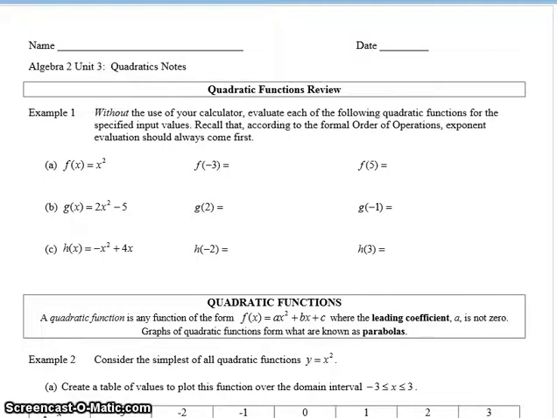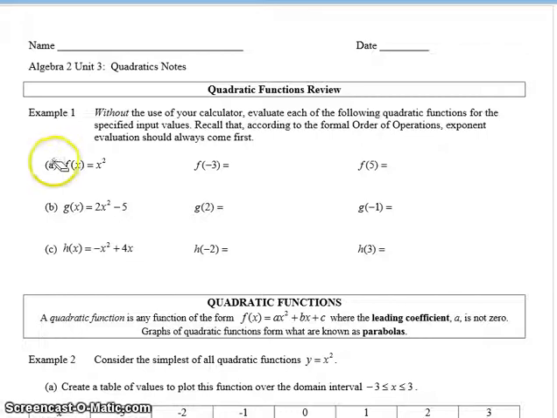This is Unit 3, Day 1, Quadratic Functions Review. Example 1: without the use of your calculator, evaluate each of the following quadratic functions for the specified input values. Recall that according to the formal order of operations, exponent evaluation should always come first.